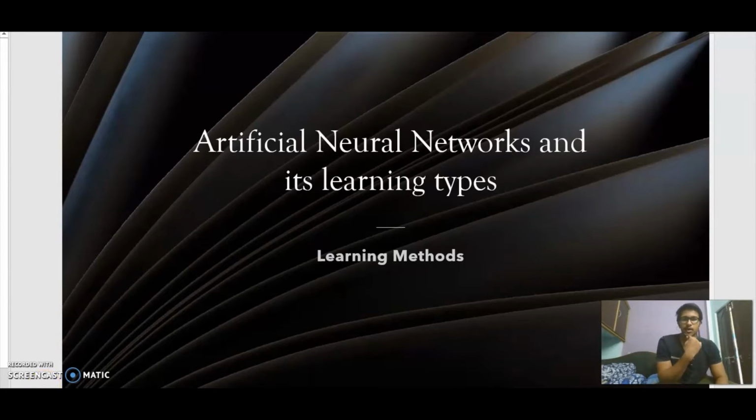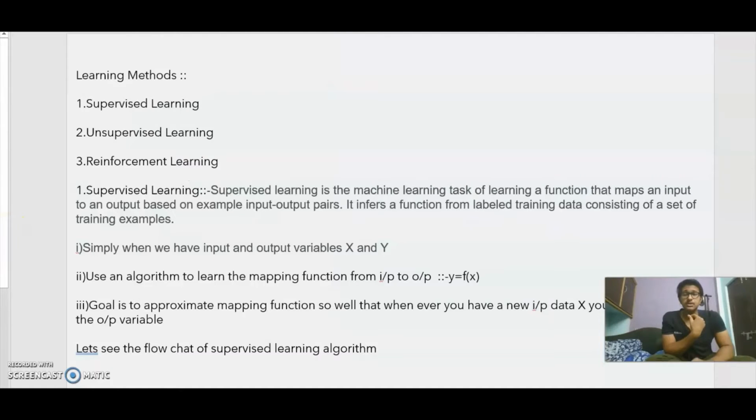I'm going to explain artificial neural networks, learning types and learning methods, some important learning methods that we are going to discuss further. Coming to the main concept, the learning methodologies of machine learning. There are three types of learning that we have: supervised learning, unsupervised learning, and reinforcement learning. Coming to supervised learning.